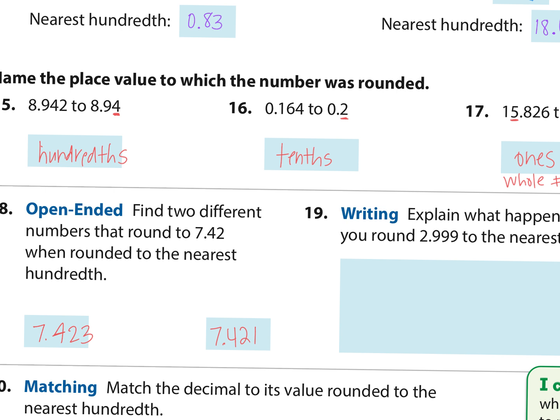Okay, number 19. Explain what happens when you round 2 and 999 thousandths to the nearest tenth. I'm rounding this digit here. What is going to happen? Y'all talk about that one at your tables. Talk about what would happen. Okay, I heard some good conversations. I heard some right answers. And that's when I was like, okay, explain why.